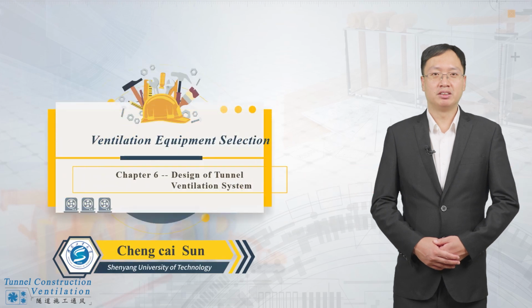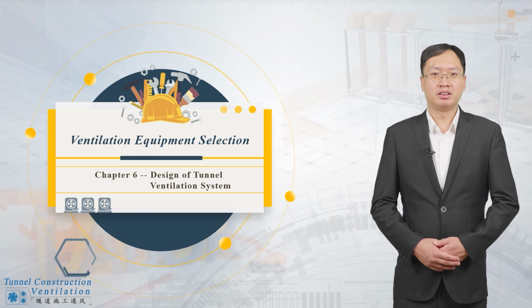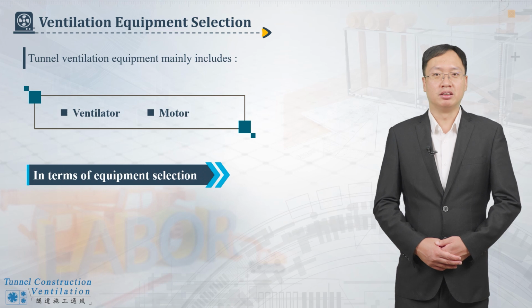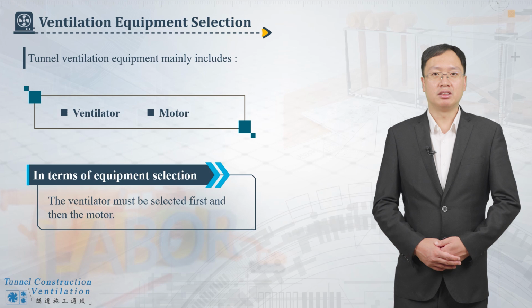Hello everyone! In this lesson, we will learn Section 3 of Chapter 6, Selection of Ventilation Equipment. Tunnel ventilation equipment mainly includes the ventilator and its motor. In terms of equipment selection, the ventilator must be selected first and then the motor.